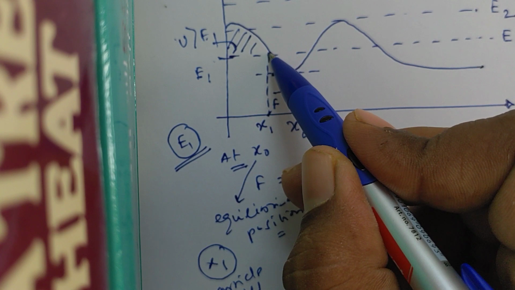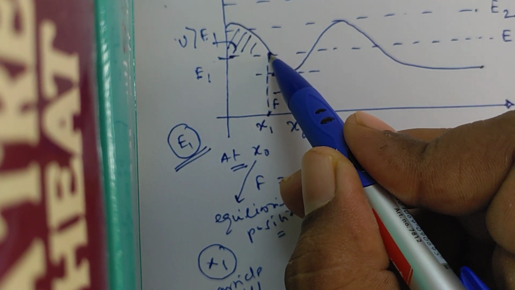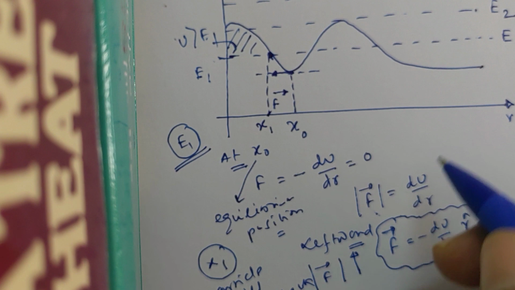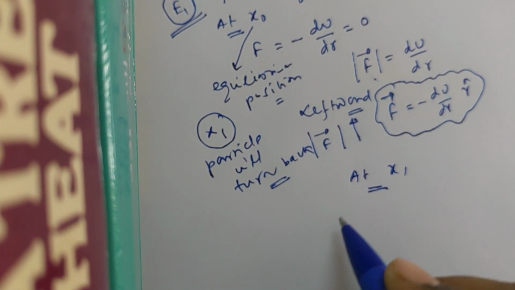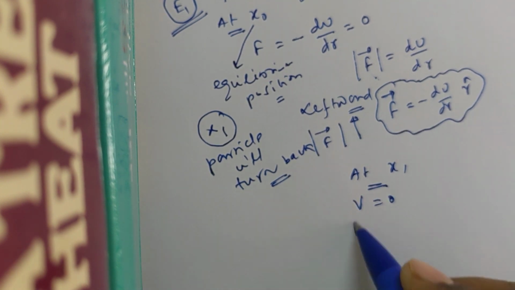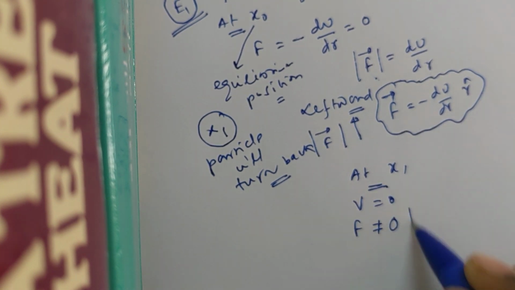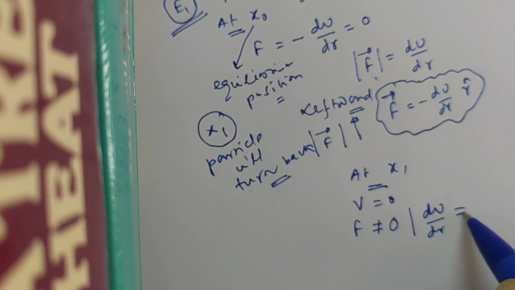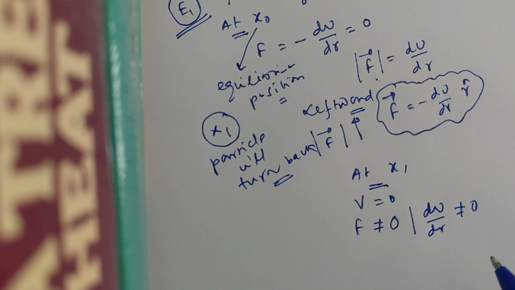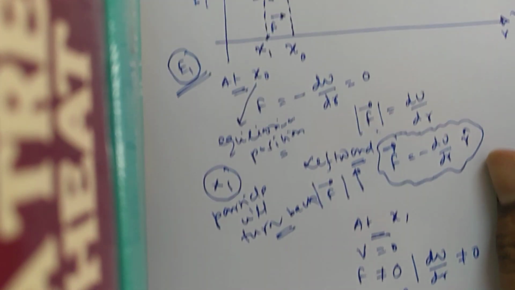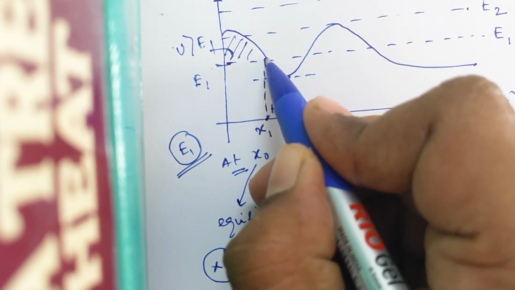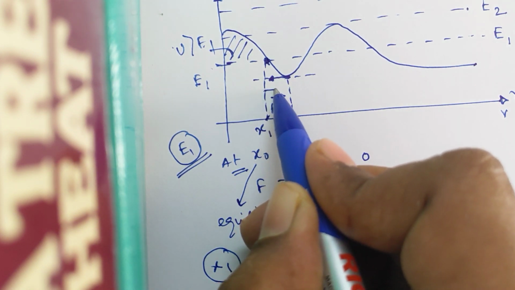See, at x1, if you check here in the graph, the velocity of the particle is 0. At x1, the velocity of the particle is 0, but the force is not 0. Why? Because the slope value is not 0. So velocity 0 and force non-zero means acceleration is also non-zero. So from x1, after stopping here, the particle will turn back and start moving in the rightward direction.